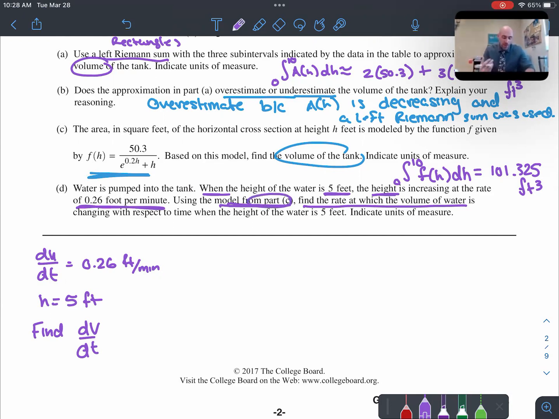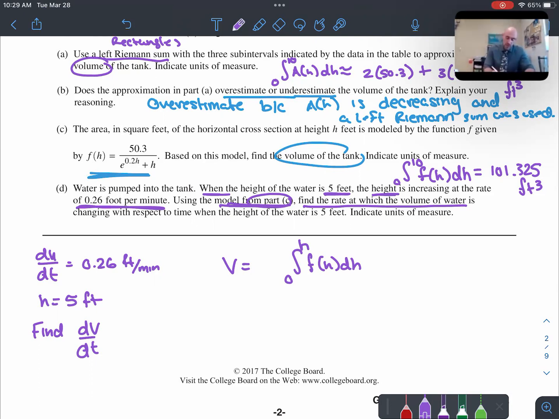Well, we know C, they gave us the area, cross-sectional area. We need an equation for volume. So let's think about that for a second. To find the volume, we did the integral of the cross-sectional area. So we're going to go ahead and do the integral of that f of h dh. But here's the thing, we're going to go from 0 to whatever height they ask us. That would actually give us the volume at some different height between 0 and h. So that gives us an equation.